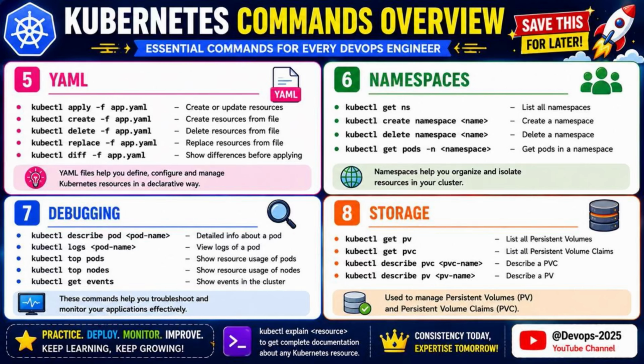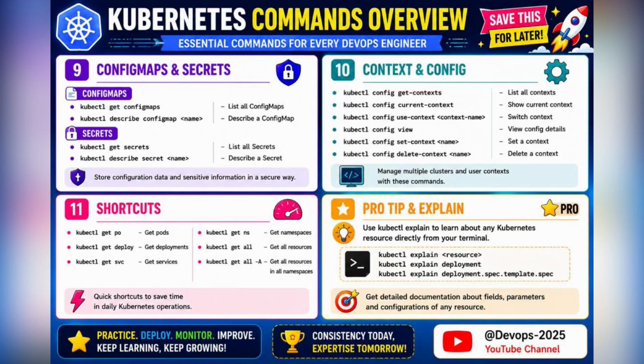Now let's talk about the debugging part. It's very important. You should remember these commands: kubectl describe, kubectl logs, kubectl top pods, kubectl top nodes, and kubectl get events. These commands are extremely useful when you are troubleshooting Kubernetes applications. For storage, use kubectl get pv and kubectl get pvc to check persistent volumes and persistent volume claims. For config maps and secrets, these are two other objects. We can use kubectl get configmaps and kubectl get secrets.